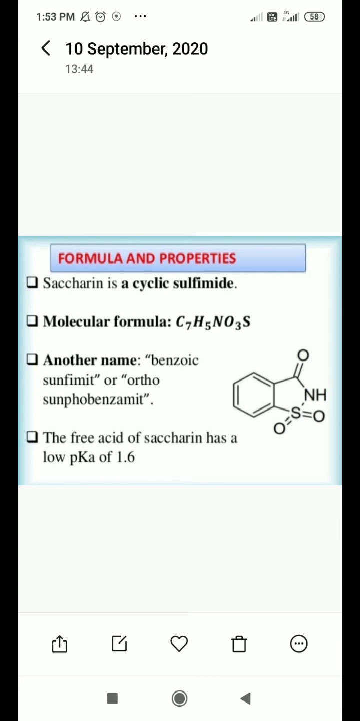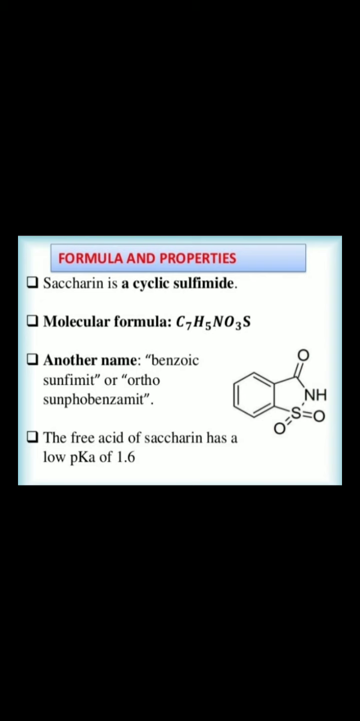Today we will discuss our next point for the unit: the structure and uses of different chemicals like saccharin, BHC, DDT, chloramine, etc. Today we will discuss saccharin. After completely watching this video, students can write the structure of saccharin, and they can explain the different uses of saccharin.